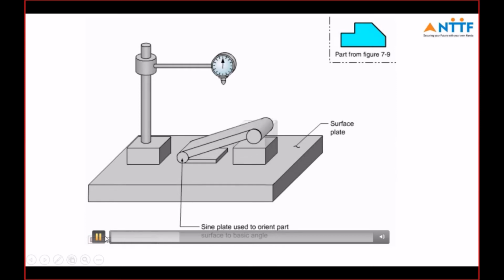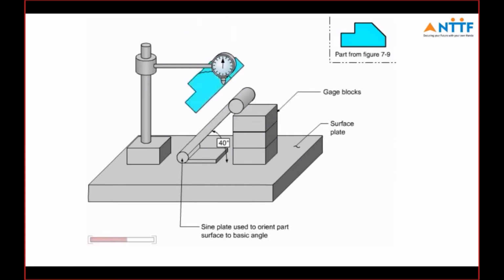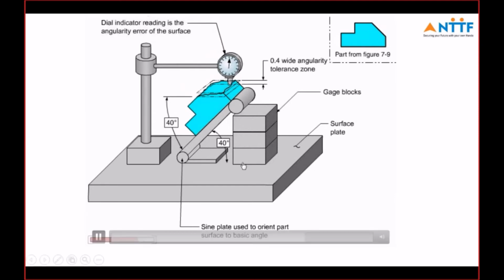See, the sine bar is set. The height is set. This height is equal to C into sine alpha. C is the center distance and the sine alpha value is multiplied, and you get the height here. The height is made up with gauge blocks and the gauge is prepared. This is the sine bar, and you mount the component on that. Run the dial indicator over it to find the angular variations.